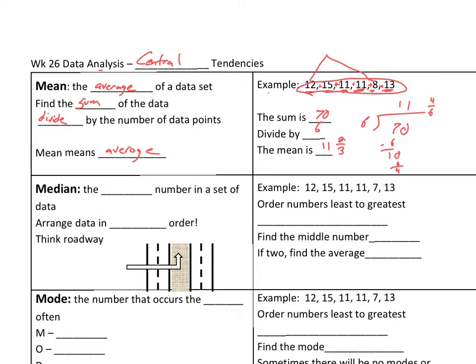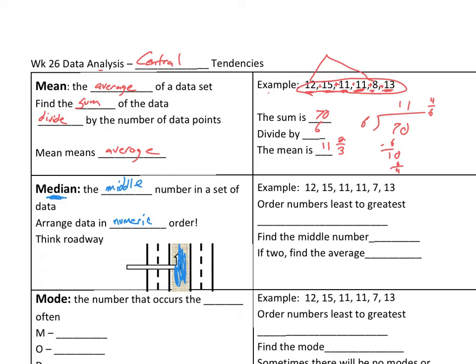The median is the middle number of a data set. So we have to arrange the data in numerical order. Okay, so think about a roadway. Think about the median in a road. The median in a road is the part in the highway right down the middle. A lot of times you'll have grass on a highway to separate it. So that's the median. It's right down the middle.